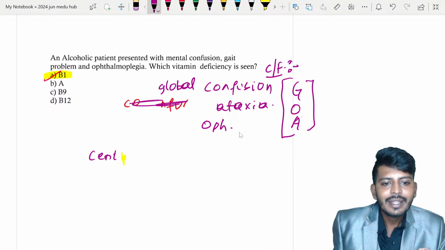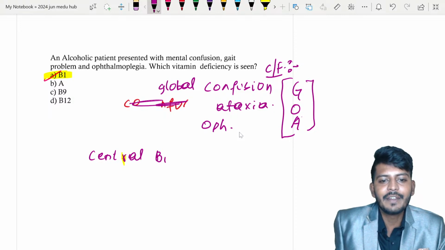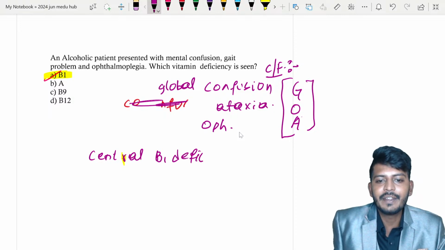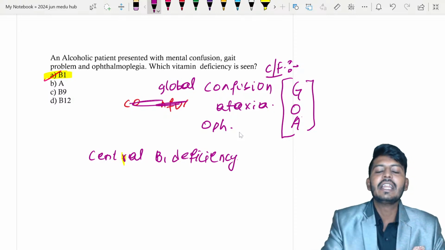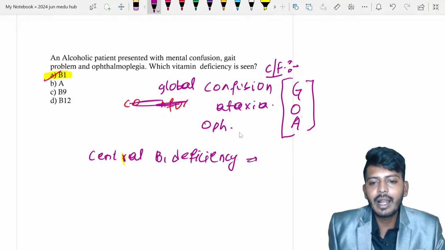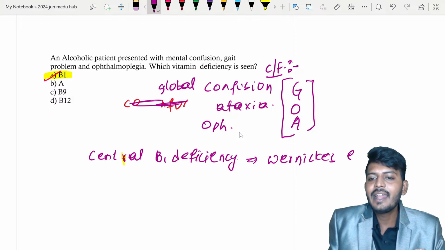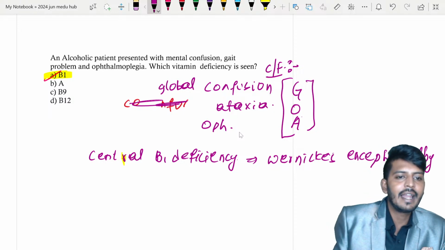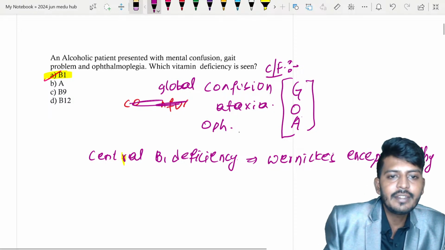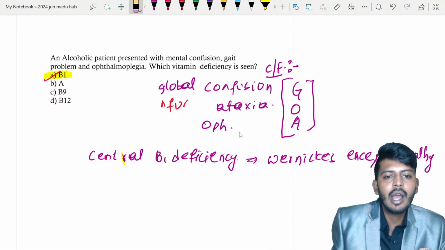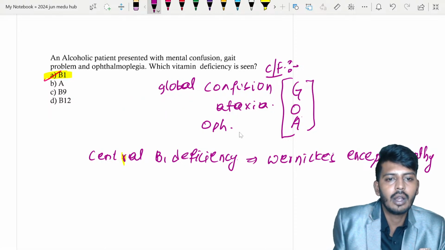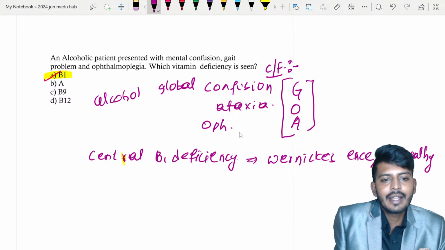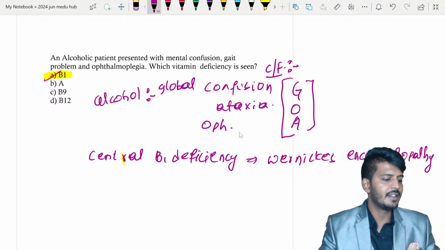Listen, central B1 deficiency leads to what is called Wernicke's encephalopathy. Wernicke's encephalopathy is caused by the deficiency of B1. What is the cause for this? The cause is alcohol. So these are the clinical features of Wernicke's encephalopathy.